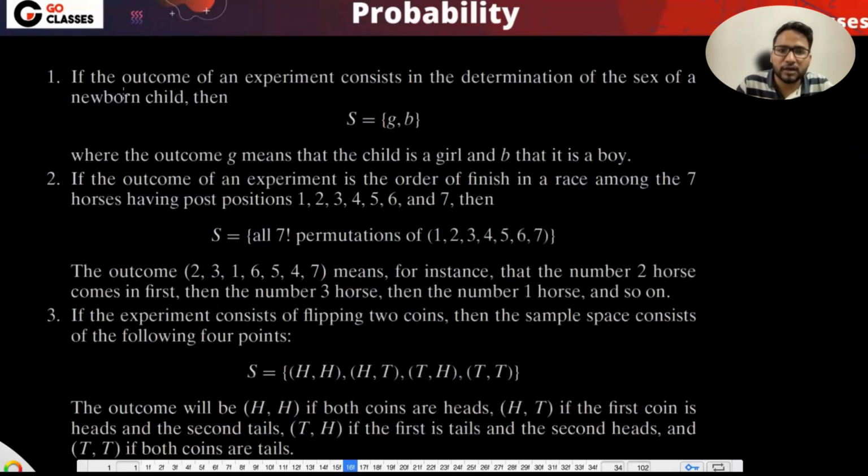Let's have this example. If the outcome of an experiment consists in determination of the sex of a newborn child, then the sample space could be girl or boy. If the outcome of an experiment is the order of finish in a race among the 7 horses having post positions 1, 2, 3, 4, 5, 6, 7, and you need to determine the final order of the horses participating in some race, then the outcome will be 7 factorial permutations of these. Then this is your sample space. So basically sample space depends on what you are interested in.